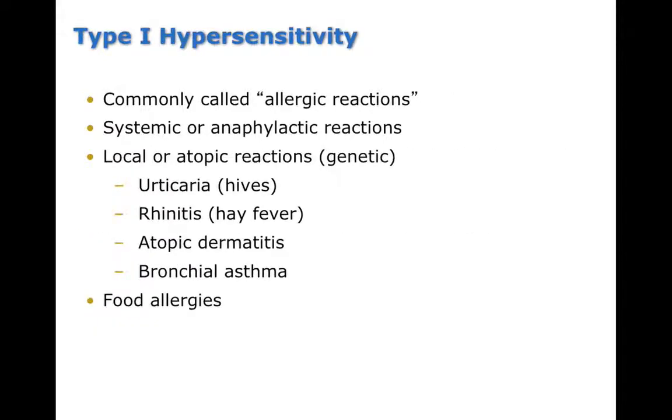So the first type of hypersensitivity we'll talk about is type 1. Type 1 is commonly associated with allergies, so these are allergic reactions, and they can either be systemic or anaphylactic, and they can either be local or atopic as well. With local hypersensitivities, you're talking about things like urticaria or hives, rhinitis, which is hay fever, just a runny nose, atopic dermatitis, so essentially itching of the skin in a local area, and then bronchial asthma, where we see constriction of the airways. Type 1 hypersensitivities are also associated with food allergies.